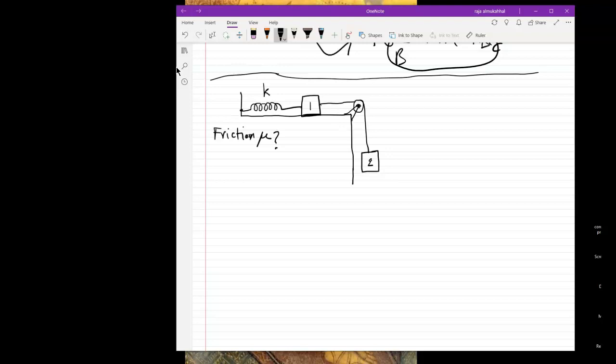Okay. So the statement of the problem is this: M2 falls a distance h. Okay, so it falls a height h, if you will. Okay, so M2 falls a distance h and stops. Okay, what is the value of mu? And you are required to use the energy method. Okay, we can use the force law, but we have to use the energy method. Okay.